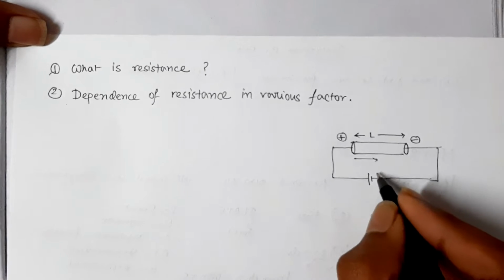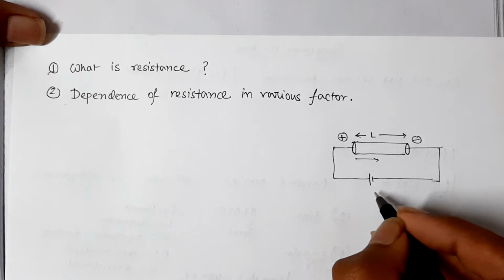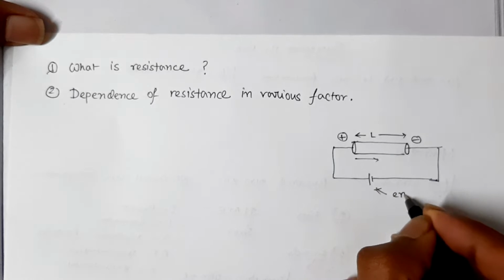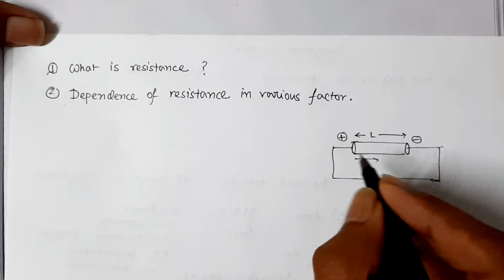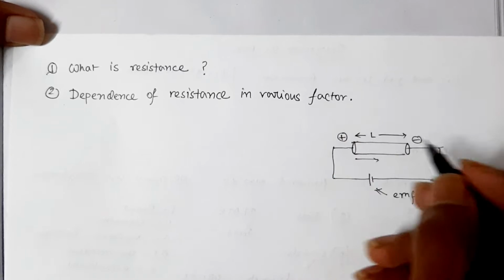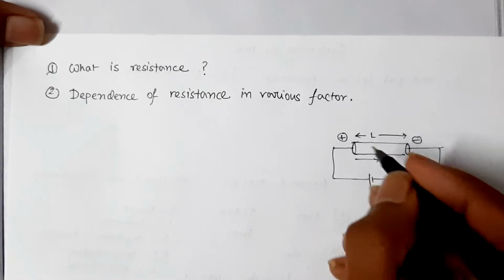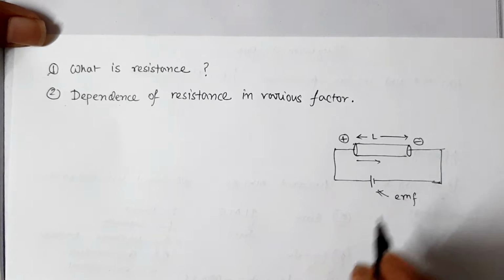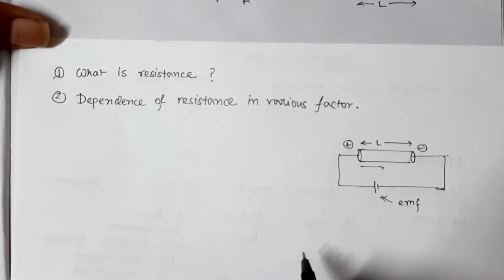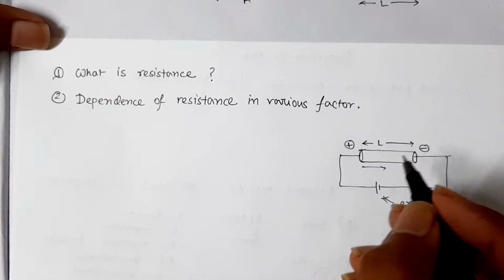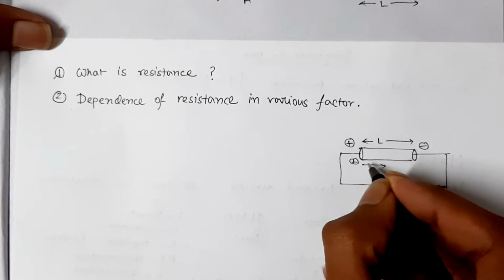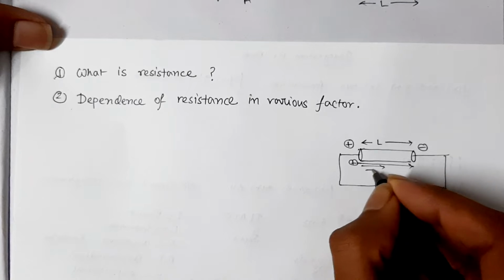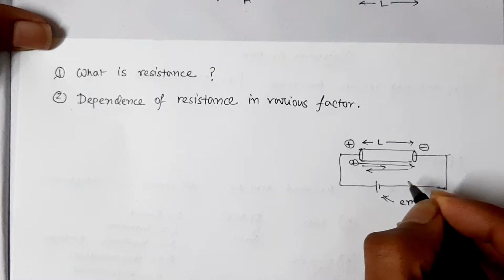A battery is a system, and EMF is the source of this process. So we add an EMF, electromotive force, to create a higher potential and a lower potential. Everything in the universe flows from higher potential to lower potential. Charge is not an exception to this rule. A positive charge flows from higher potential to lower potential, and a negative charge flows in the opposite direction.